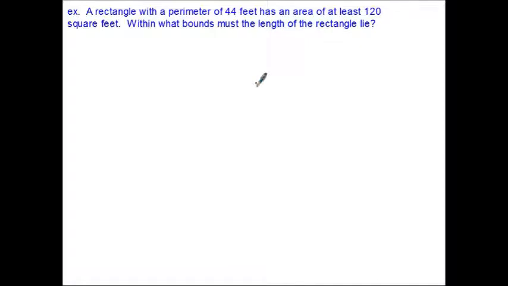Alrighty, let's do a geometry one here. Got a rectangle with perimeter 44 and an area of at least 120. Alright, well, as soon as I start using words like perimeter and area with a rectangle, those are a couple of formulas we probably should start with. So P equals 2W plus 2L. Make sure that looks more like a W. Okay, and then again, area equals L times W.